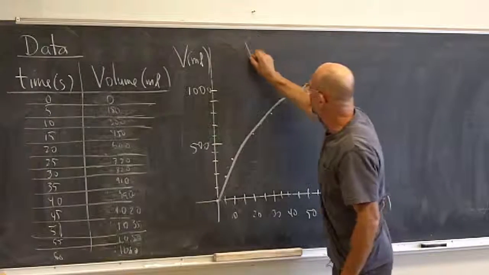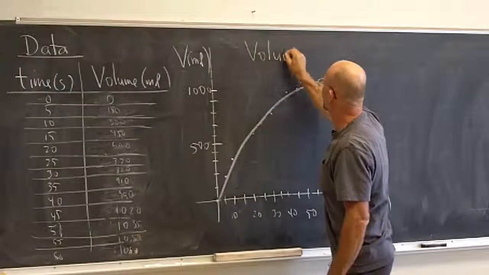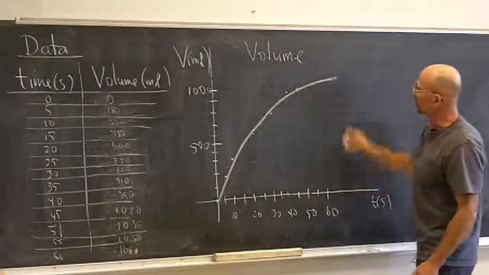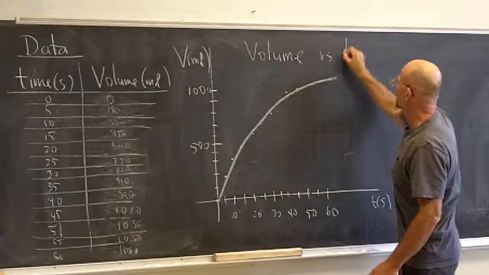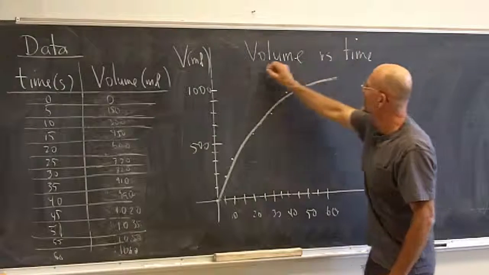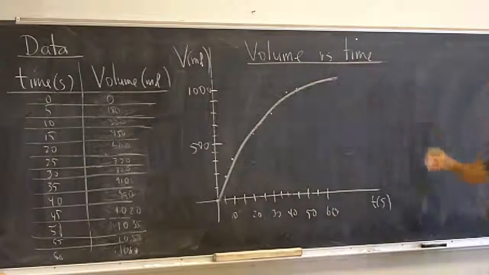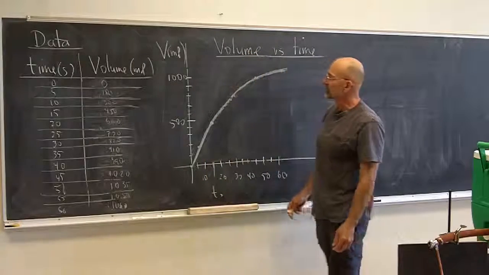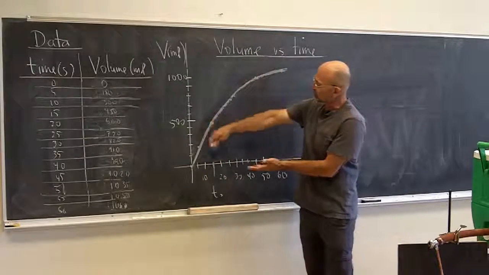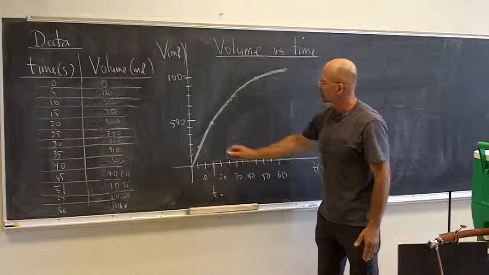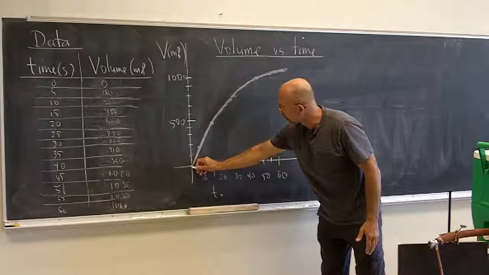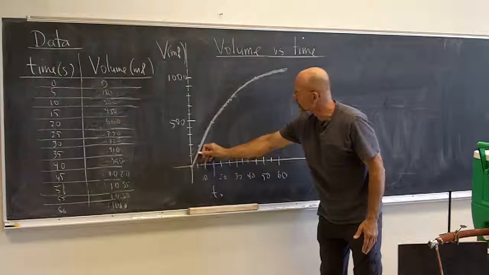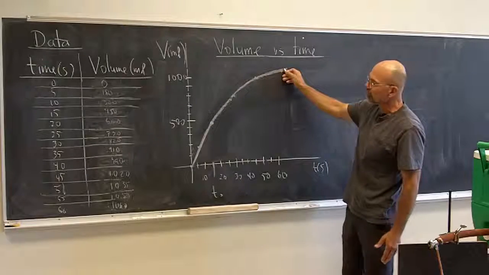The volume of the water in the beaker versus the time during which the water was flowing. We just graphed our data. We have this smooth curve, starting at 0, 0, and up to the total volume.